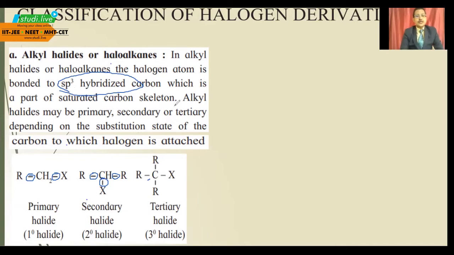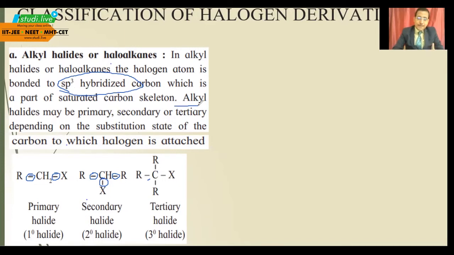So moving on, here alkyl halides can be of three types. What are those three types? Primary alkyl halides, secondary alkyl halides, or tertiary alkyl halides. So this is the classification of monohalogen derivatives.